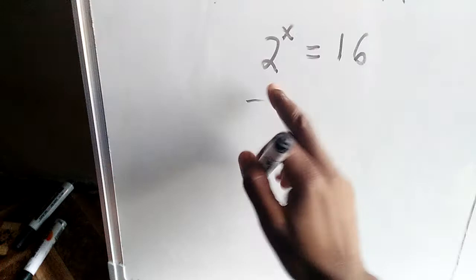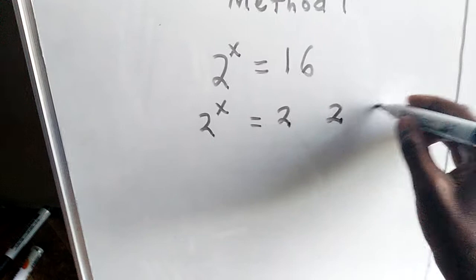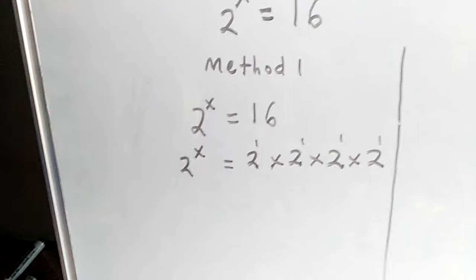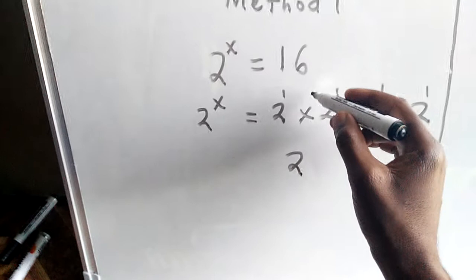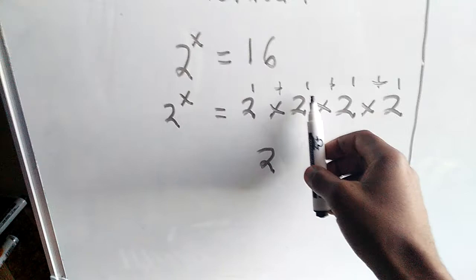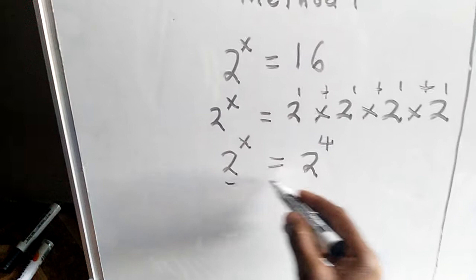What we are simply doing now is converting. On this side, if you have 2 to the power of x, it means 16 is the same as saying 2 times 2 times 2 times 2. All these are raised to the power of 1. Okay? And what happens when you have the same base numbers? You pick one and then you add up the powers. Remember the rules of logarithm? So it will be 1, 1, 1, 1, meaning 2 to the power of 4 is equal to 2 to the power of x. And so when you have the same base, you pick on it, you equate the powers.